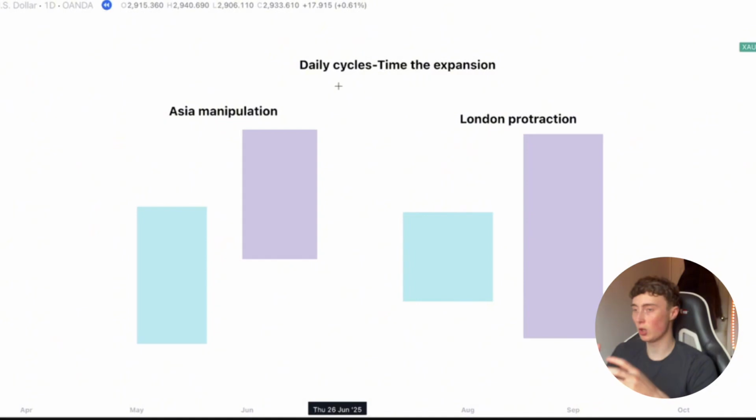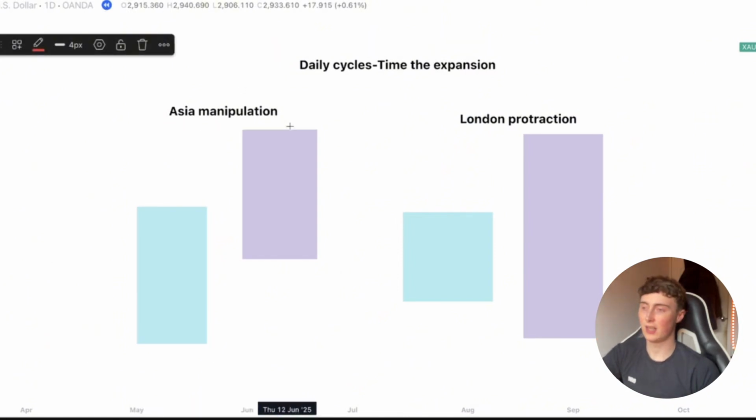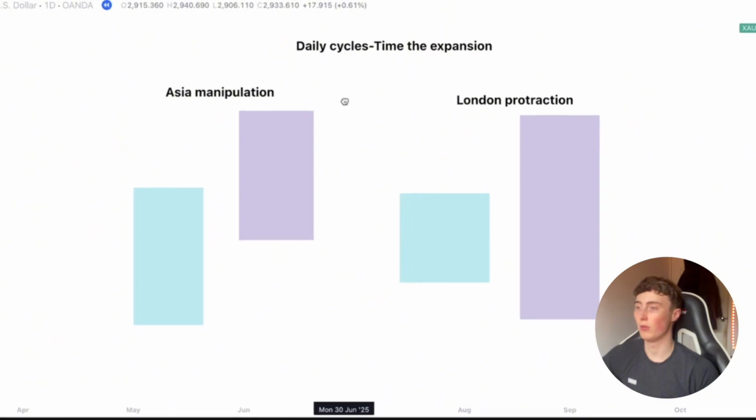So for these trades I'm going to be showing you today that I was able to make 6R on gold, I used 2 daily cycles. Okay, the first one is called Asia manipulation and the second one is called London protraction. So let me break these 2 daily cycles down for you.